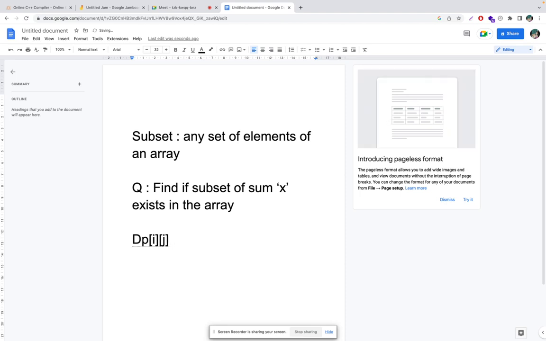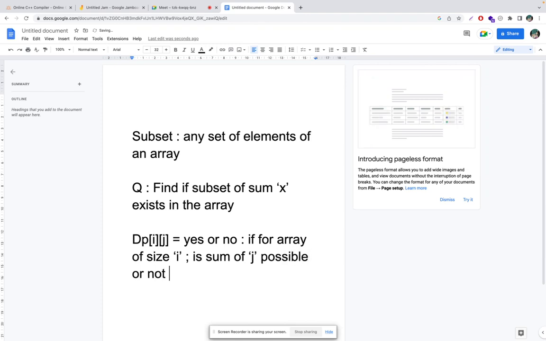So what will be the meaning of DP of I of j? Can you tell me, Raj? If for array of I, is sum of j possible or not? So guys, DP of I, j means basically we're trying to consider only the first I elements and trying to find if the sum of j, the target sum j, is possible or not. Clear, Raj?